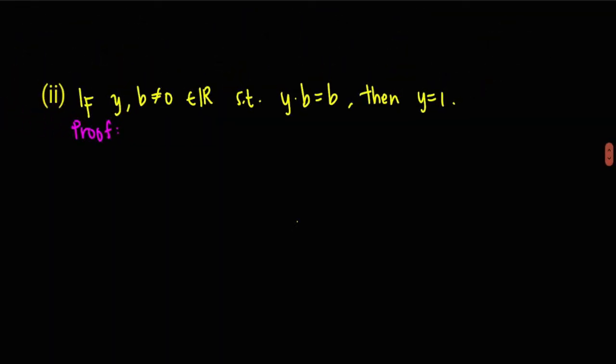Similarly, we can also show that the multiplicative identity 1 is unique. So if we have two real numbers y and b where b is not equal to 0, such that y times b is equal to b, so you multiply the numbers y to b and the result is the same as b. Then we conclude that y is equal to 1. So again, we want to show the equality y is equal to 1.